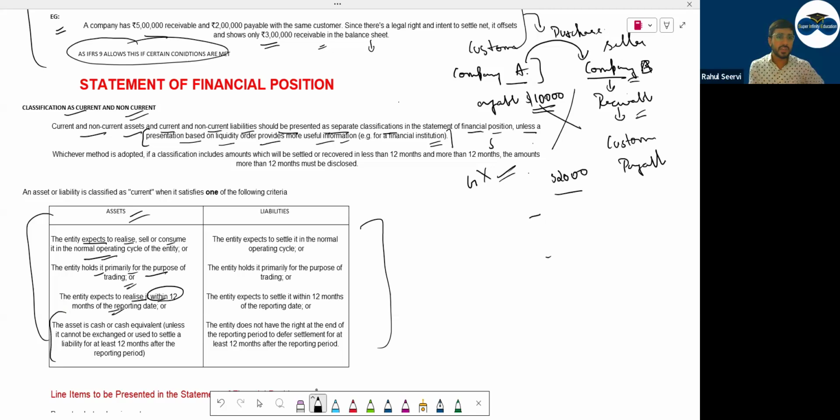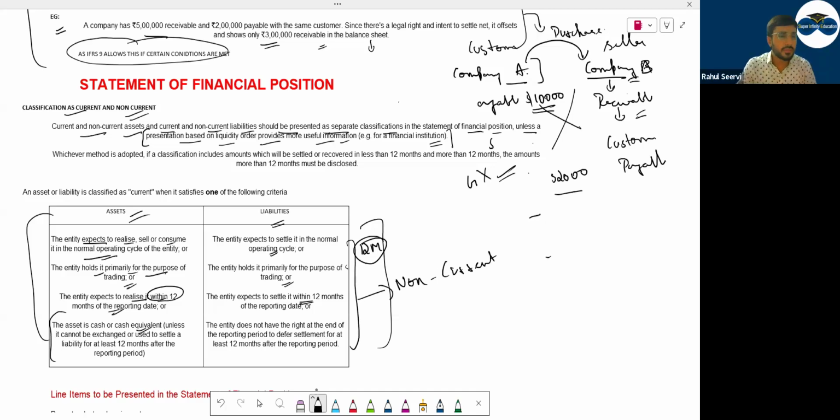Then cash and cash equivalents. For liability, it is the same, but here instead of realization there is settlement. You have to settle, you have to pay someone. If you have to pay someone within the normal operating cycle, meaning 12 months, then it will be a current liability. It is held primarily for trading purposes. If it is settled within 12 months, it is a current liability. If not, other than these things, it will be non-current.